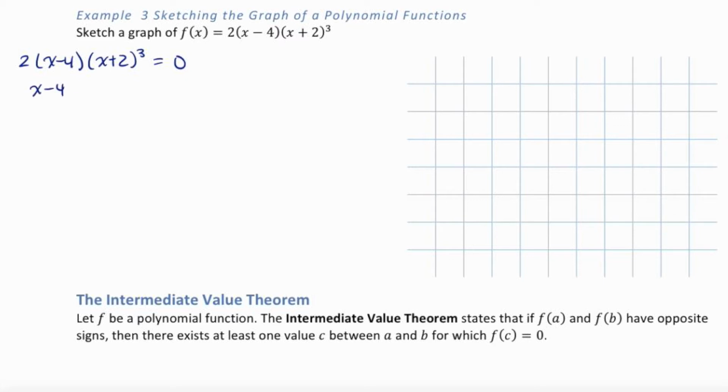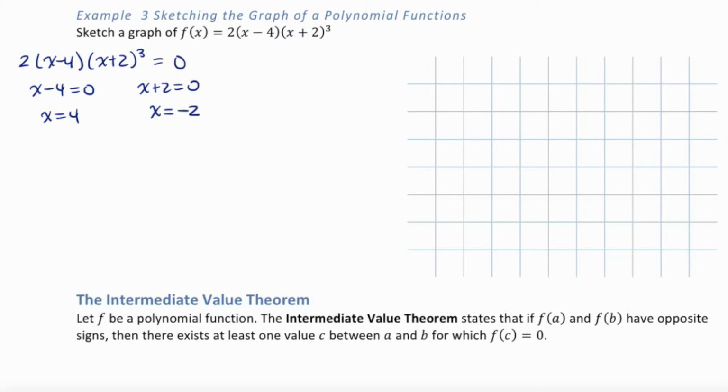This means x minus 4 equals 0 and x plus 2 equals 0. Now what happened to this leading 2? If we divide both sides by 2, we end up with just (x minus 4) times (x plus 2) cubed. And what about the cubed? If this were cubed and we took the cube root of both sides, the cube root of 0 would just be 0. So you just need to focus on the factors themselves. This solution here is x equals 4, and this one here is x equals -2. So those are my x-intercepts.